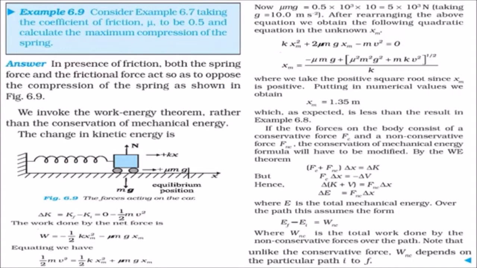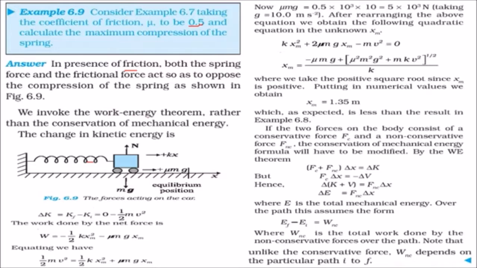Consider an example which we have seen, taking the coefficient of friction mu. This has to be taken as 0.5, and calculate the maximum compression of the spring. We have friction. So in the presence of friction, both the spring force and the friction force act so as to oppose the compression of the spring. The spring will also say, I don't want to be stretched or compressed. The friction force will also say, I don't want this body to move.